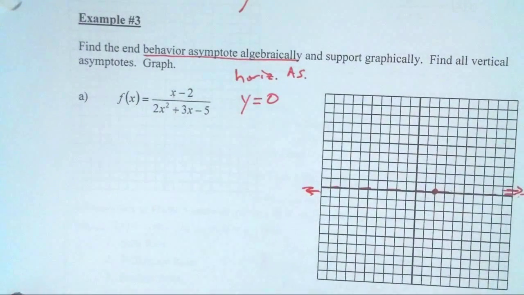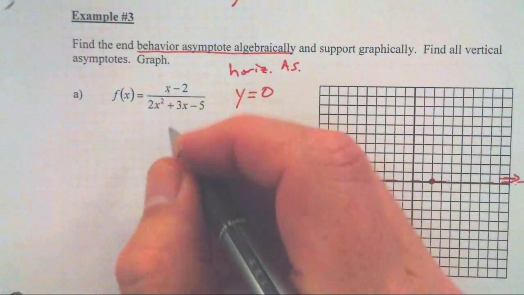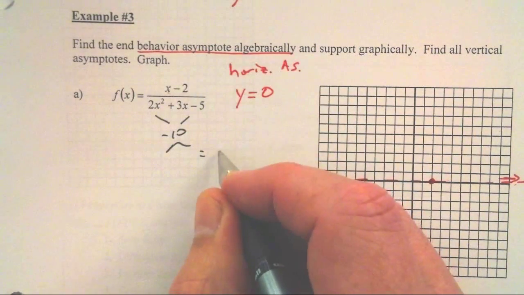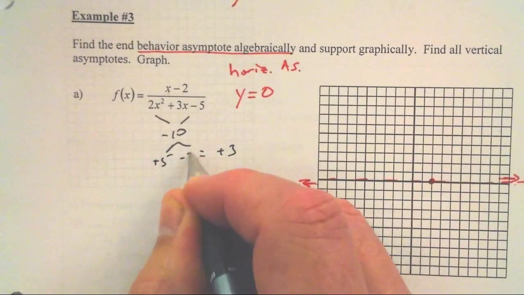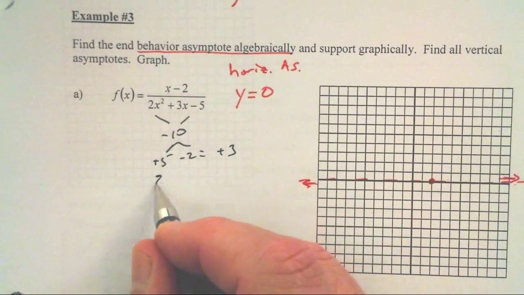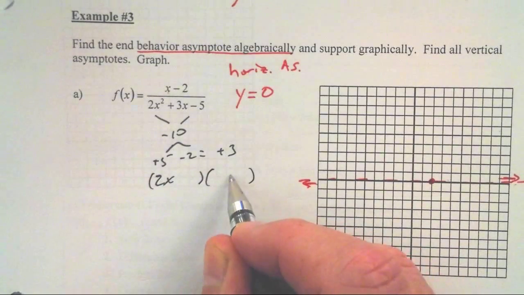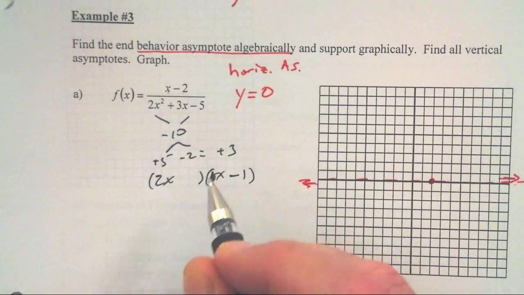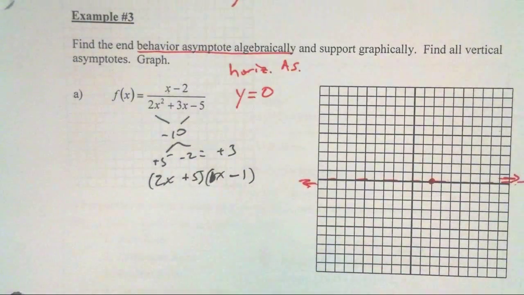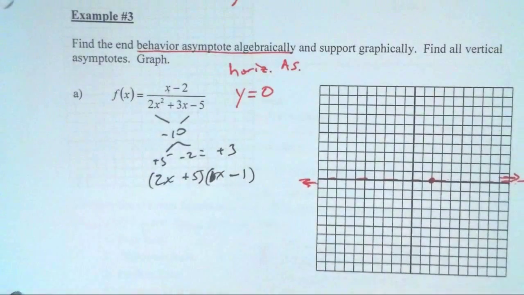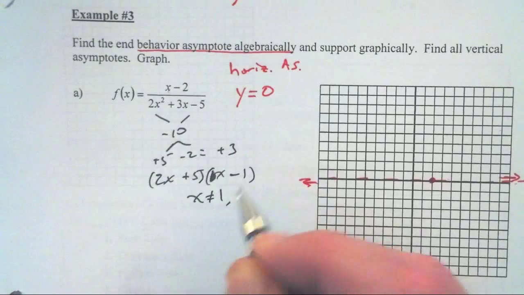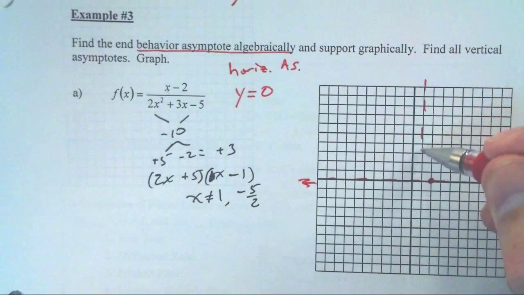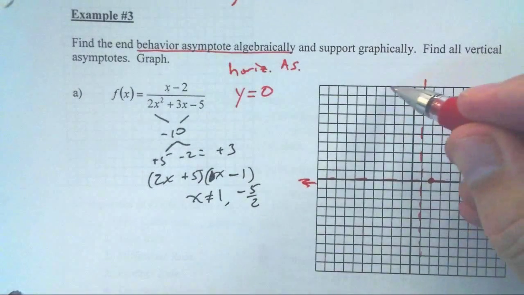Okay. Next, how about denominator equals 0? Well, are there factors, otherwise I have to do the quadratic formula, of -10 that add up to +3? +5, -2. So to get a -2, I'm going to go 2x here. You might do this a little bit differently. A -1 there. I'm going to go a 5x here. Nope, just an x there, sorry. And a +5 here. So x cannot be 1 and x cannot be negative 5 halves. It's negative 2.5.